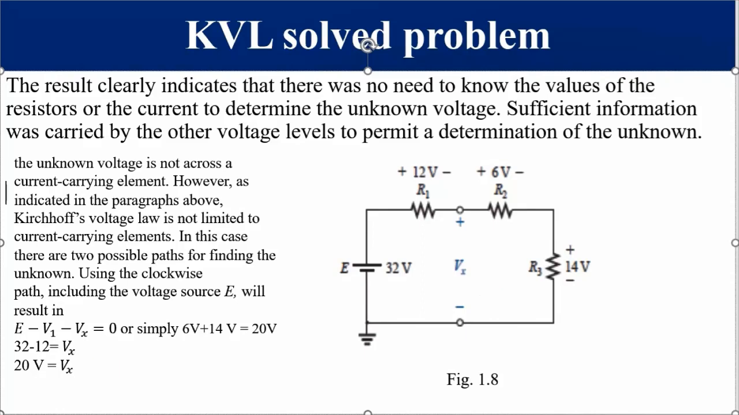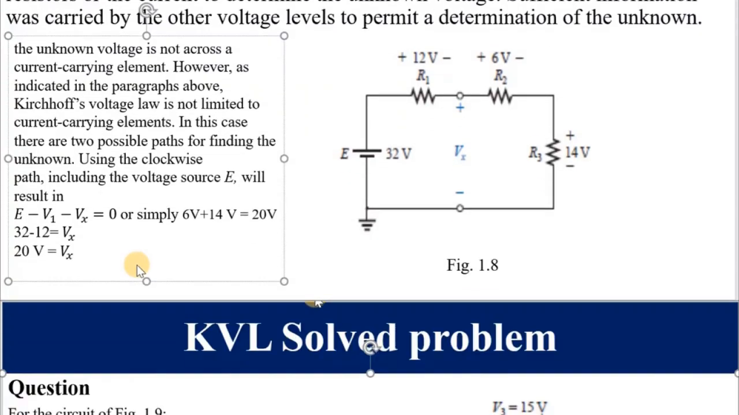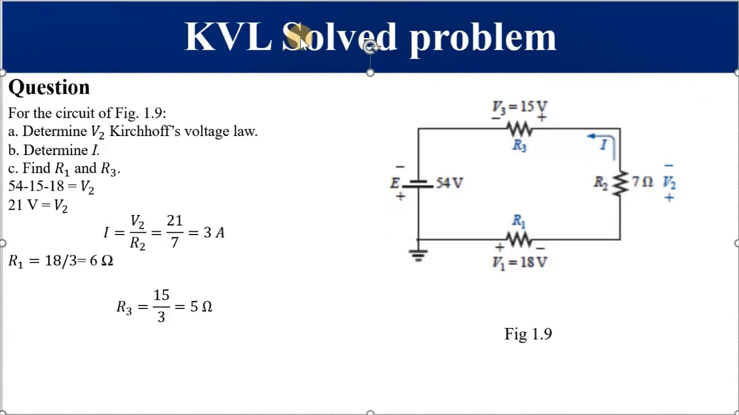Let's proceed to the last problem on Kirchhoff's voltage law. We have come to the last solved problem on Kirchhoff's voltage law. This time we have got a circuit with one source and 3 resistors. And we are asked to find V2, I, R1 and R3. And guys, this is very, very simple. Once you know the voltage across a resistor, you can safely find the current flowing through it. Hence, 54 volts, assuming an anti-clockwise direction, minus 18 minus V2 minus V3 is equal to 0. So your V2 is 21 volts.